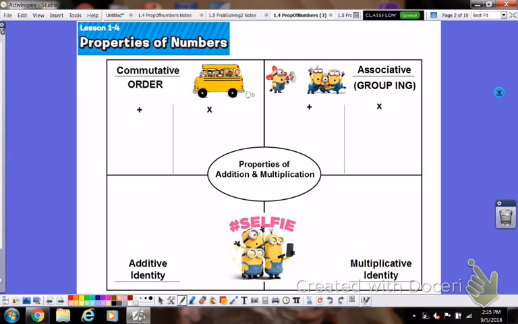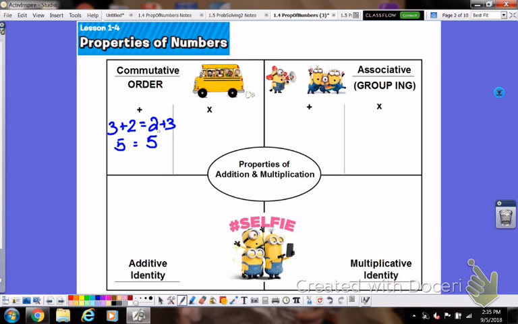So we have the commutative property of addition. We have an example here. We said 3 plus 2 equals. Now if we switch the order to 2 plus 3, if we double check it, 3 plus 2 is 5, and 2 plus 3 is also 5. So we see that switching the orders here did not make any difference.